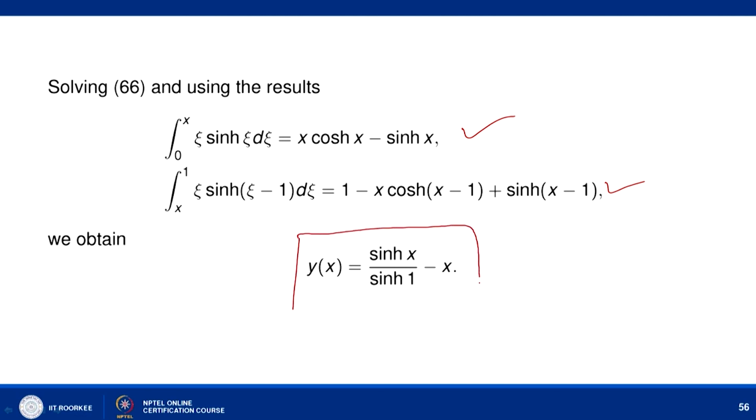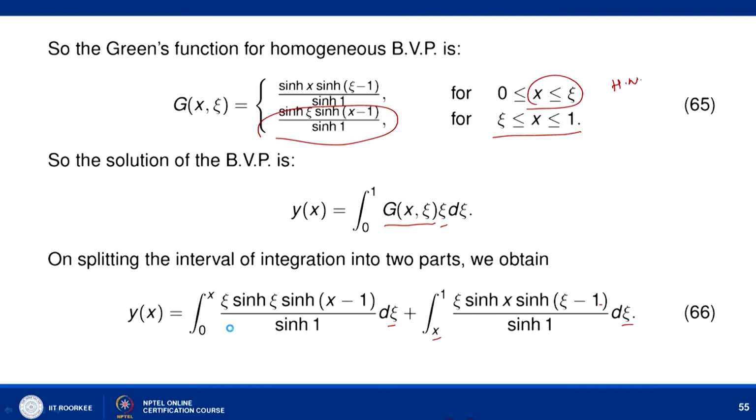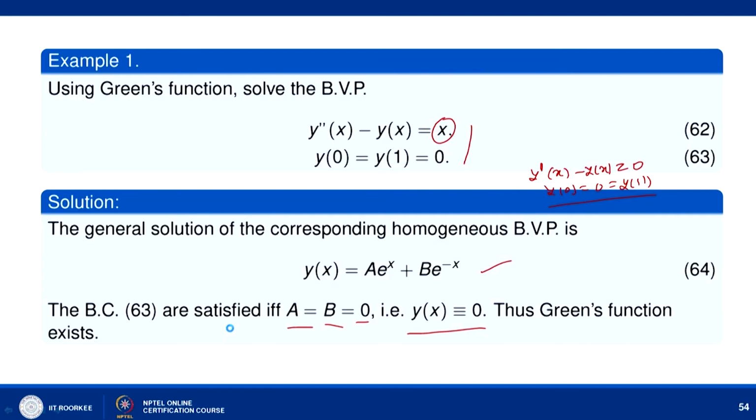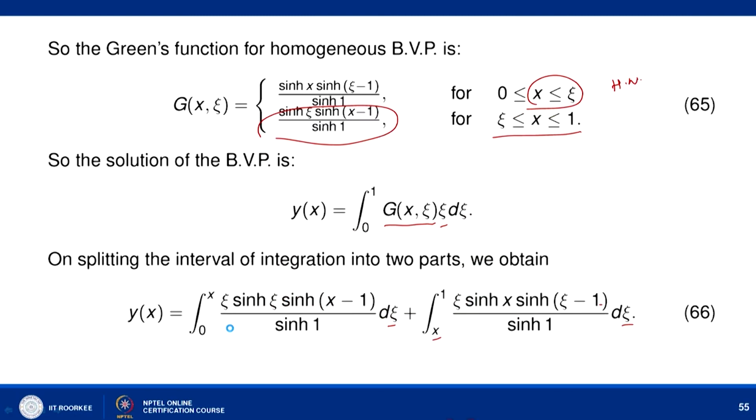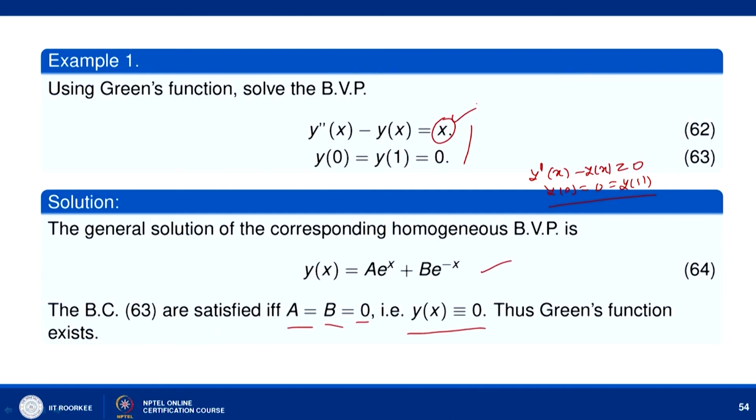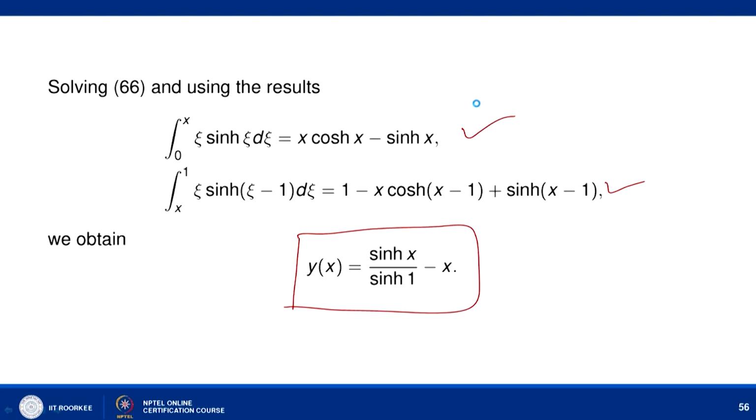We can write our solution as y(x) equal to sinh(x) divided by sinh(1), minus x. So here we have solved the non-homogeneous boundary value problem with homogeneous boundary conditions with the help of the Green's function for the homogeneous boundary value problem. So this is one very important use of Green's function, and since here your right hand side is independent of y and y', we are getting the exact solution, meaning the closed form of the solution, not an integral equation.